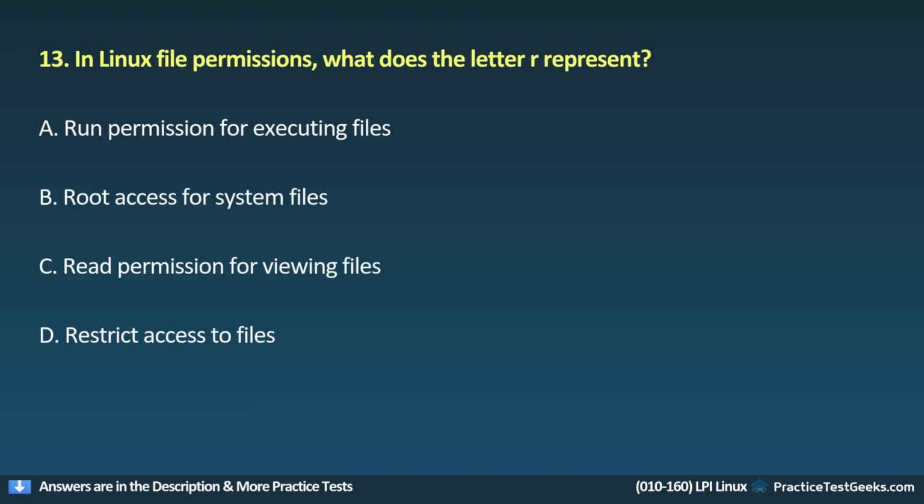13. In Linux file permissions, what does the letter R represent? A. Run permission for executing files. B. Root access for system files. C. Read permission for viewing files. D. Restrict access to files.